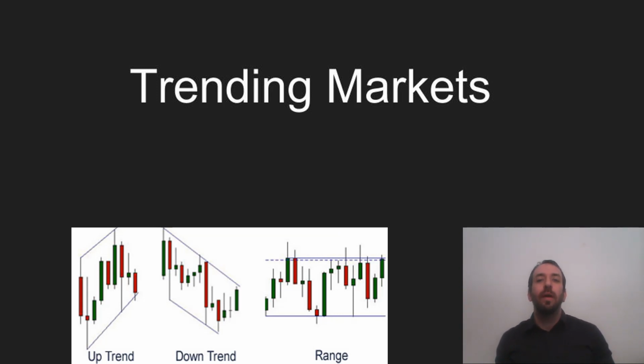Another thing is that the general approach is different, as opposed to range trading where you want to buy when the prices are going down and sell when they go up. In a trending market you usually want to join the current direction. You buy when prices increase and you sell when they go down.